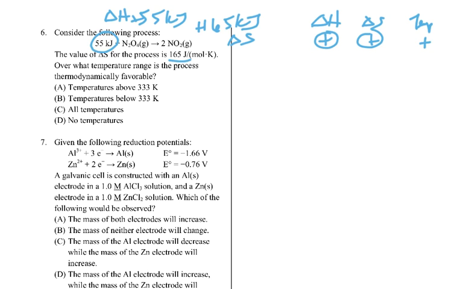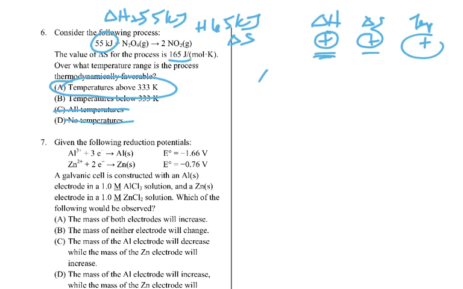Now, the options are temperatures above 333, temperatures below 333, all temperatures, no temperatures. Well, the fact that they're both positive, delta S, that's good, delta H, that's not good, so it's not going to be good at all temperatures, and not at no temperatures. Since we were looking for a high temperature, then we're really looking for the one above 333. Now we could go back and calculate exactly what that's going to be.